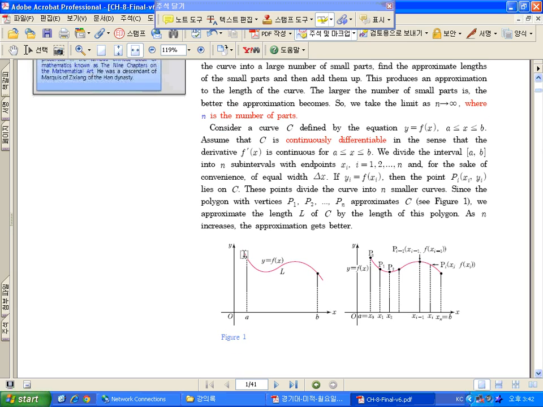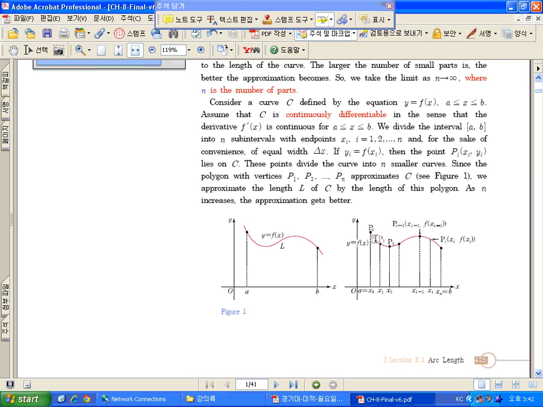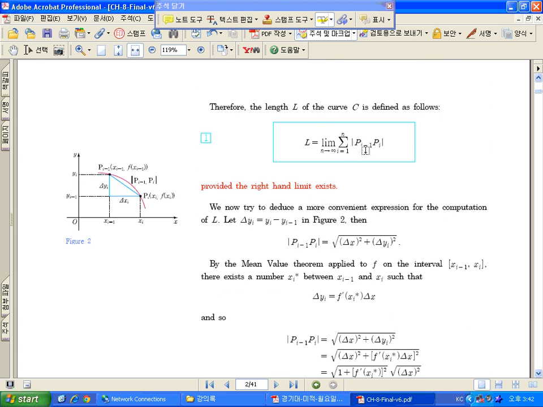For example, if we want to find the length of this curve, which is the arc length of the function y equals f of x, the idea is first to divide the interval a to b into n pieces, and then find the small piece of this curve, and then add all of them. We find the approximation of those small pieces of the curve and add all of them, and then make the partition and subintervals smaller and smaller to get the approximated value of the length of the curve. And this is the idea.